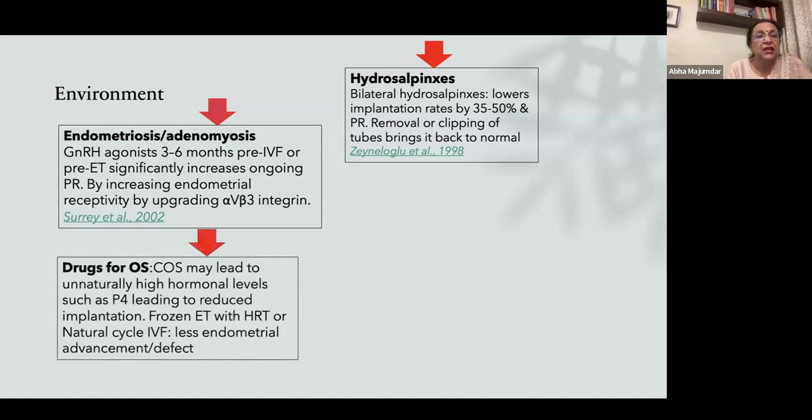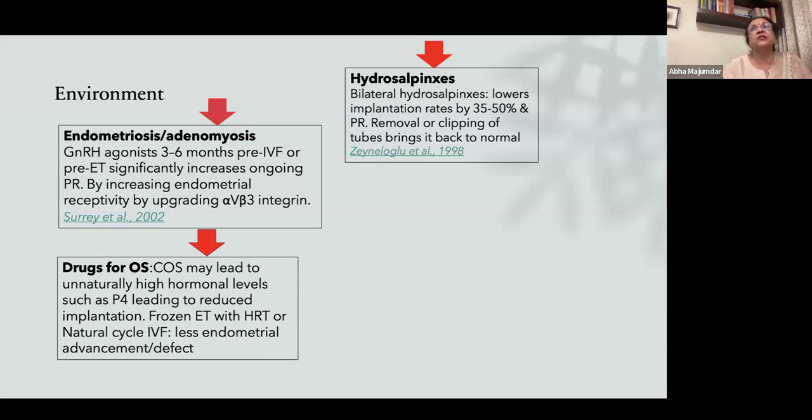They only reduce it. Then drugs for ovarian stimulation: when we have high doses and a high number of eggs, progesterone can start acting on the endometrium even before the oocyte retrieval, and hence the endometrium could already be receptive before we reach a day 5 stage of embryo in the laboratory.